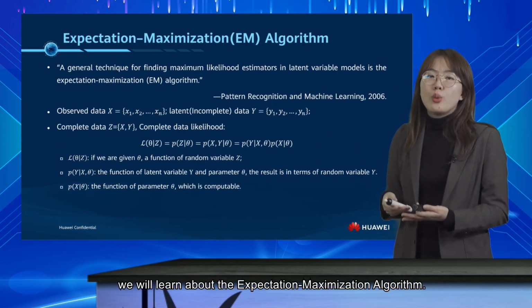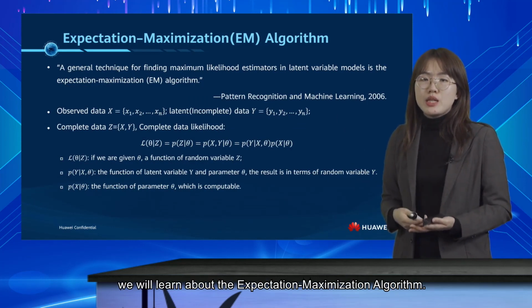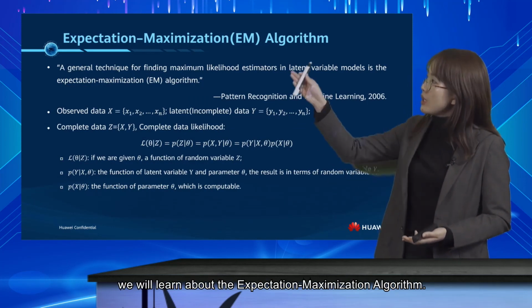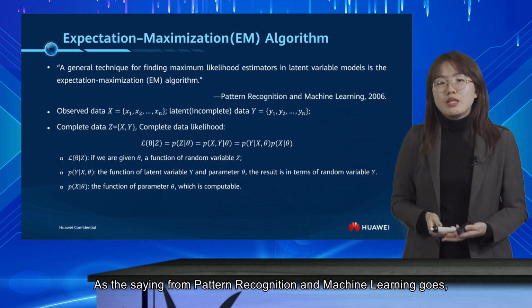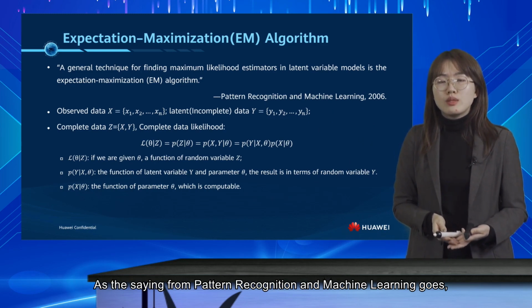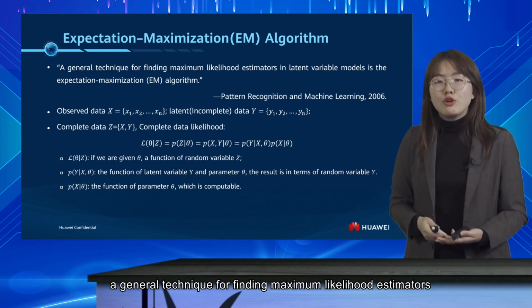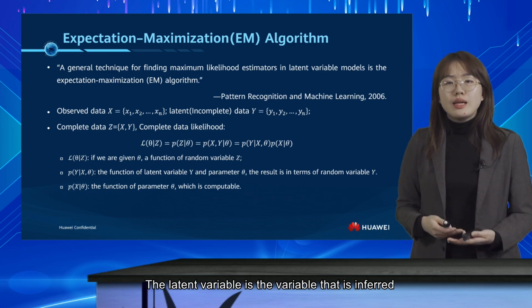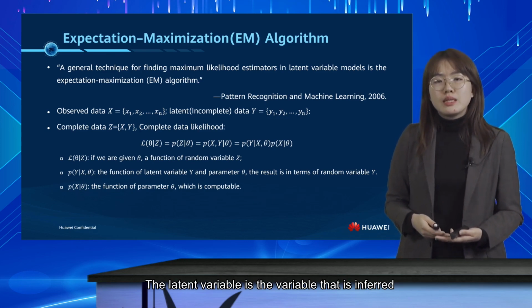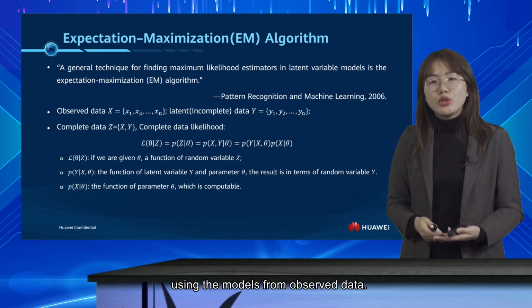On this page, we will learn about the expectation maximization algorithm, the EM algorithm. As the saying from pattern recognition and machine learning goes, a general technique for finding maximum likelihood estimators in latent variable models is the expectation maximization algorithm, the EM algorithm. The latent variable is the variable that is inferred using the models from the observed data.